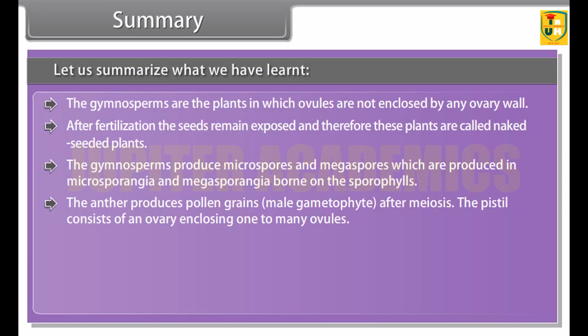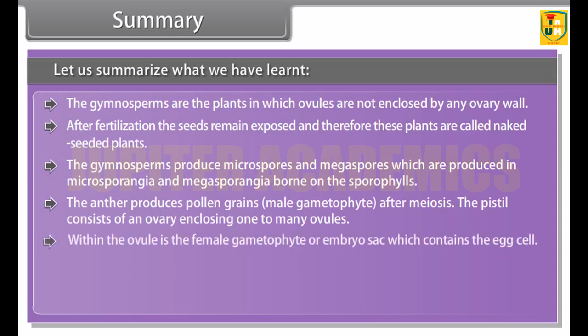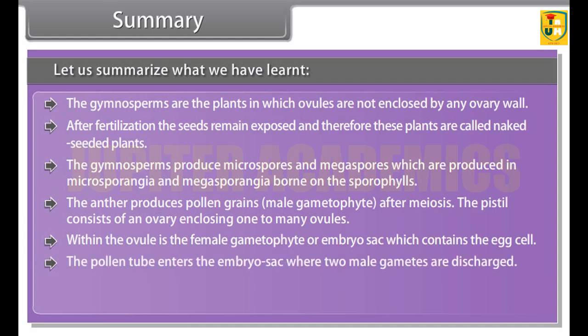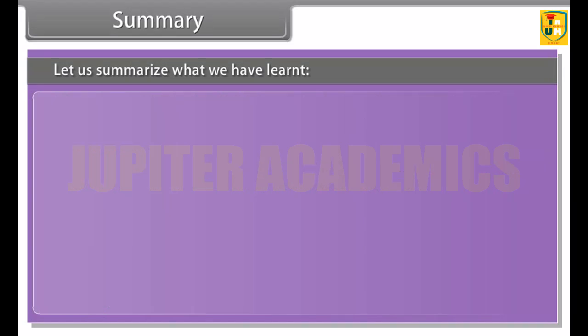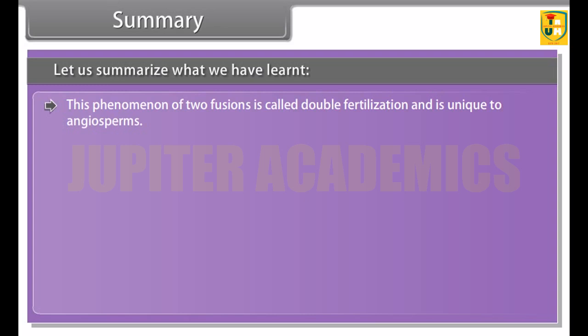The pistil consists of an ovary enclosing one to many ovules. Within the ovule is the female gametophyte or embryo sac, which contains the egg cell. The pollen tube enters the embryo sac, where two male gametes are discharged. One male gamete fuses with egg cell, syngamy, and the other fuses with diploid secondary nucleus, triple fusion. This phenomenon of two fusions is called double fertilization and is unique to angiosperms.